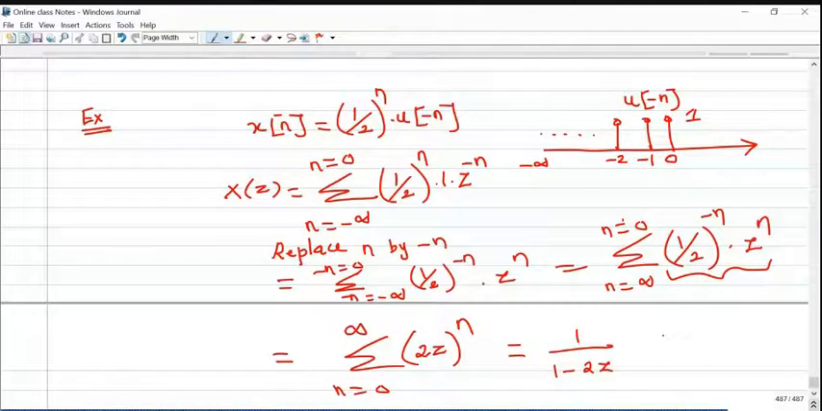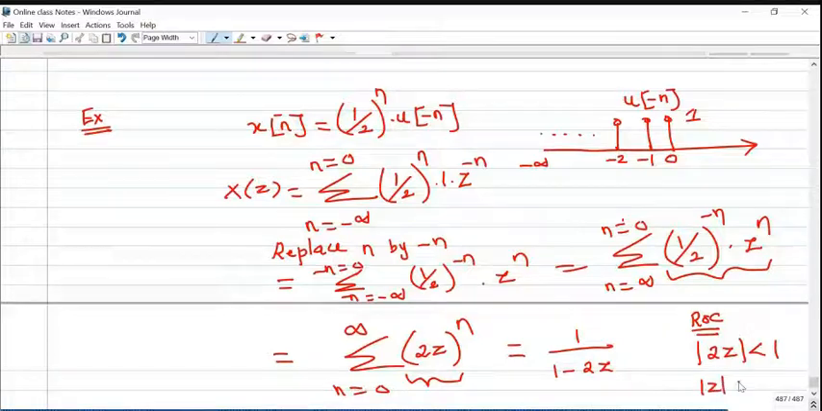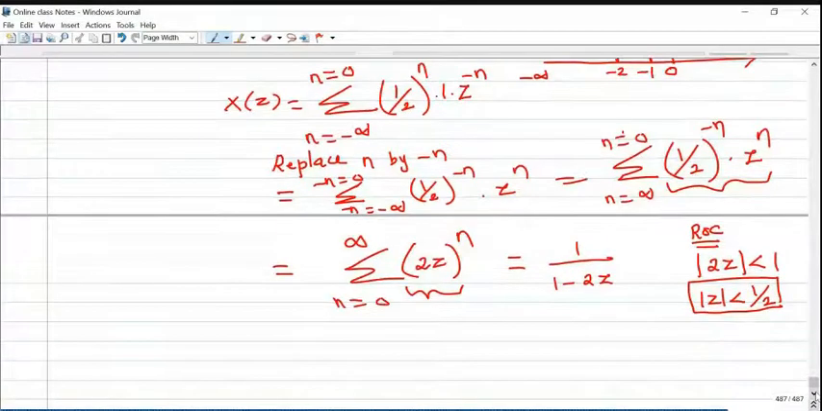Region of convergence: this a term must be less than 1. So 2z, this term must be less than 1, or modulus z is less than 1 by 2. If 2 goes to the right side, 1 by 2 it is. Okay, so this is your result.